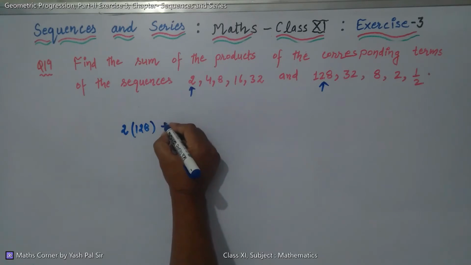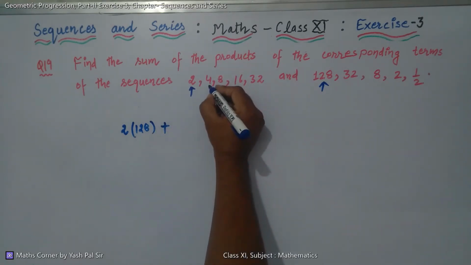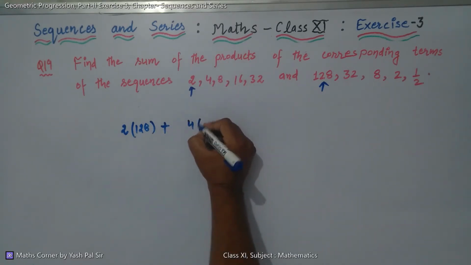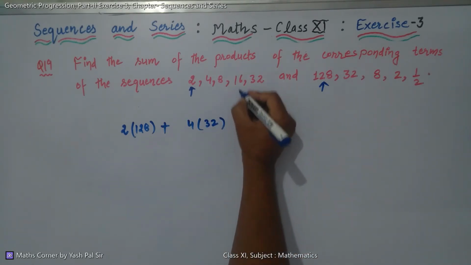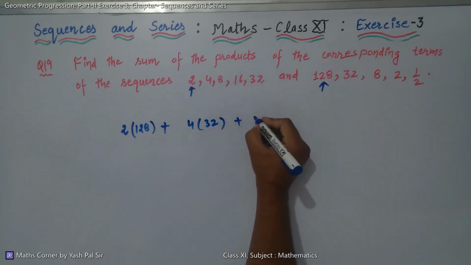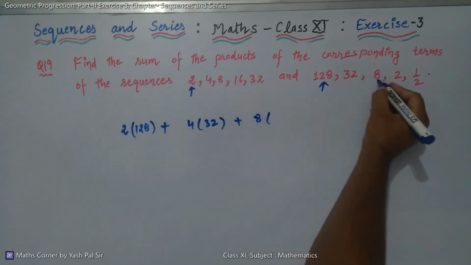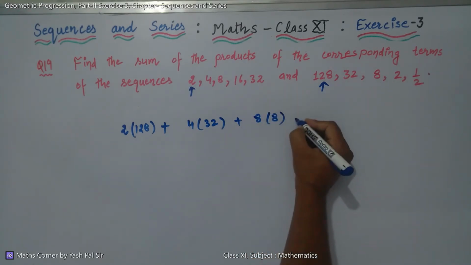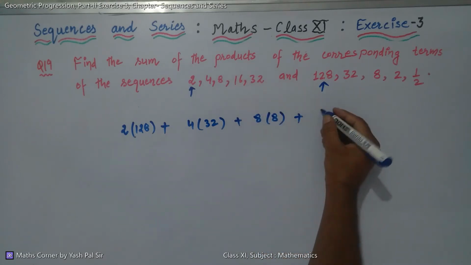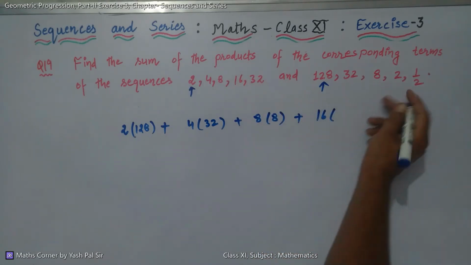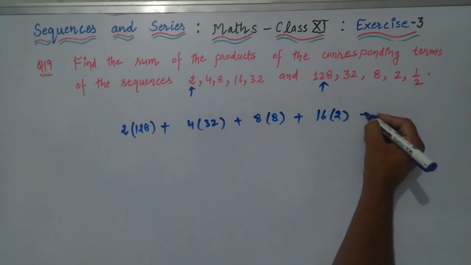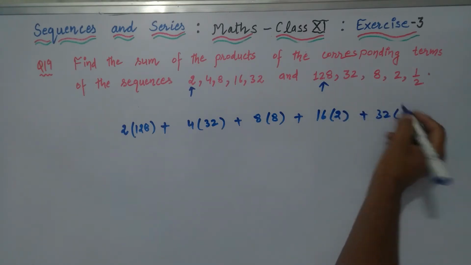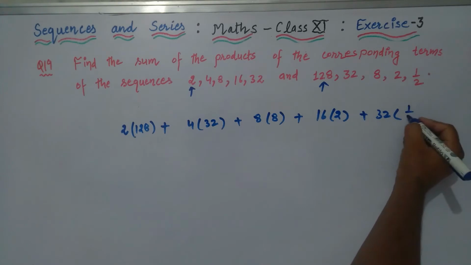128, plus the second term is 4, and here the second term is 32, plus the third term is 8, and here this is also 8. Next, 16 into 2. Lastly we have 32 into 1/2.